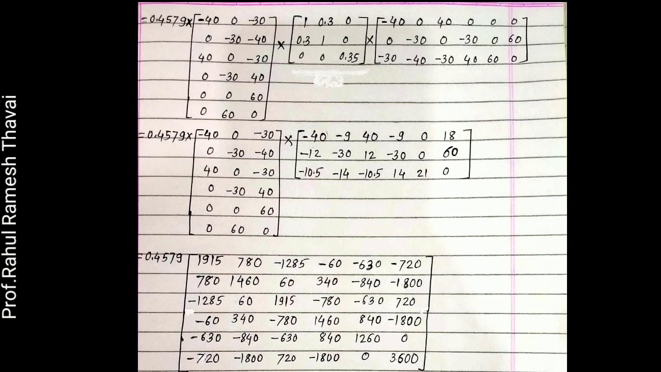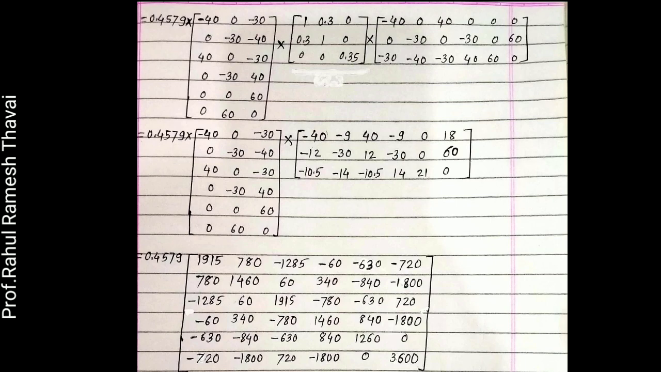Next, fifth row multiplied by fourth column, that is 0 into minus 9 plus 0 into minus 30 plus 60 into 14, that is 840. Next, fifth row multiplied by fifth column, that is 0 into 0 plus 0 into 0 plus 60 into 21, that is equal to 1260. Next, fifth row multiplied by sixth column, that is 0 into 18 plus 0 into 60 plus 60 into 0, that is equal to 0.